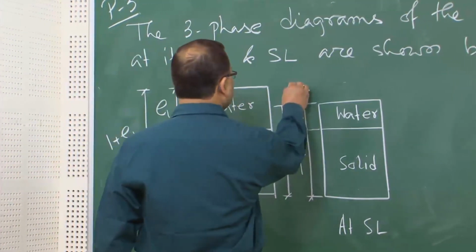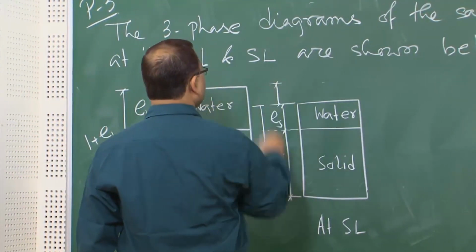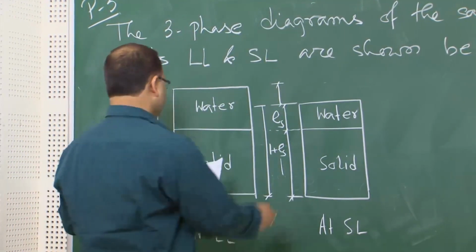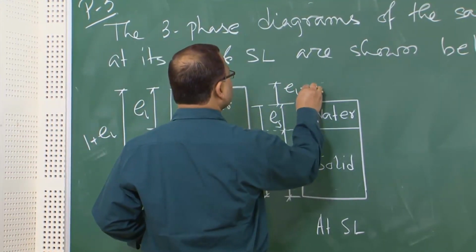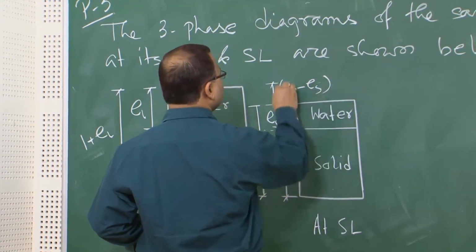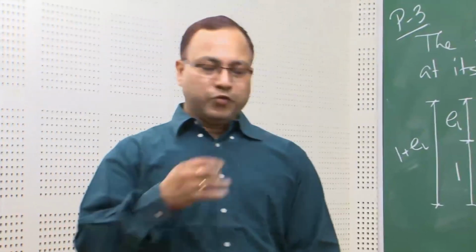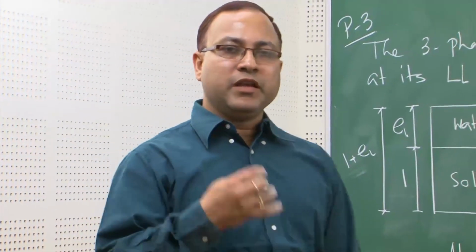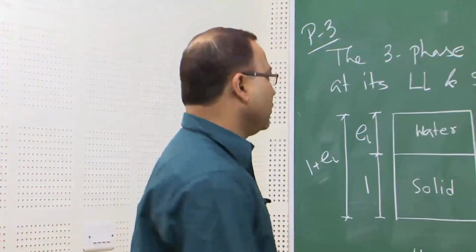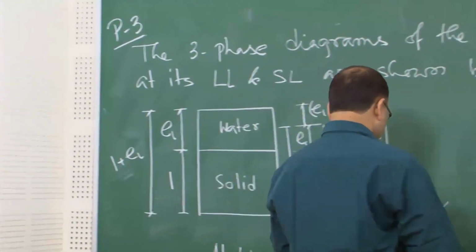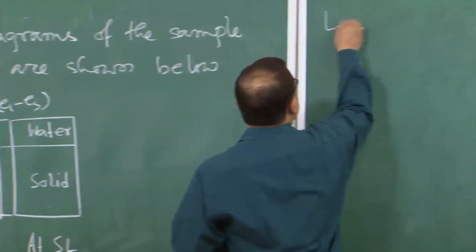What is the reduction in the volume of water from liquid limit to shrinkage limit? That is nothing but EL minus ES. If you start from the phase diagram, it will be very convenient to understand. Now let us start.